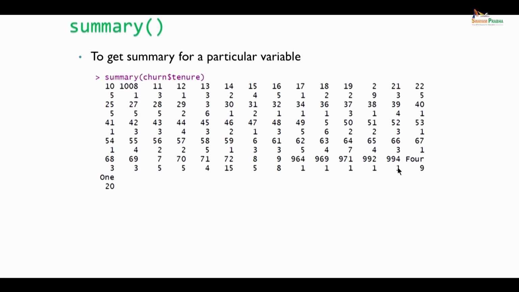You can see all the other values except 4 and 1 are represented in terms of numerical values. 4 has been represented as FOUR and 1 has been represented as ONE. This can be a typo. 4 has 9 observations and 1 has 20 observations.